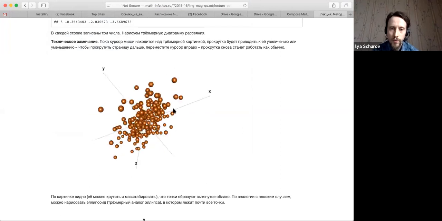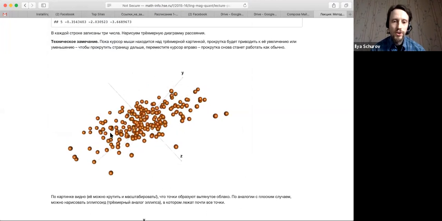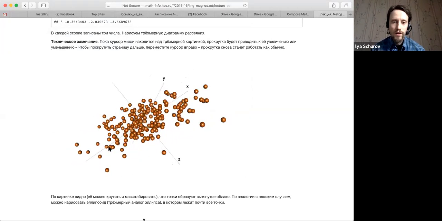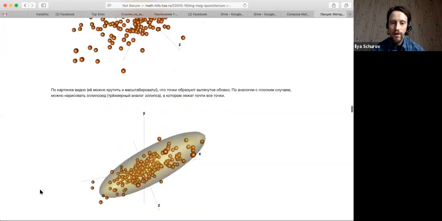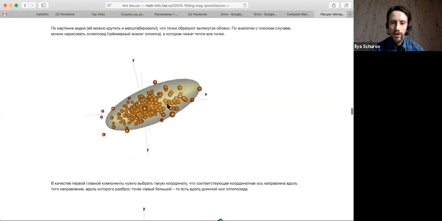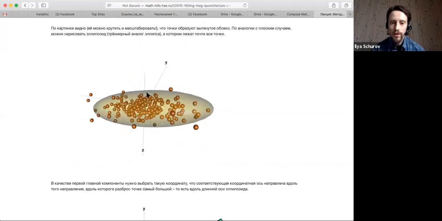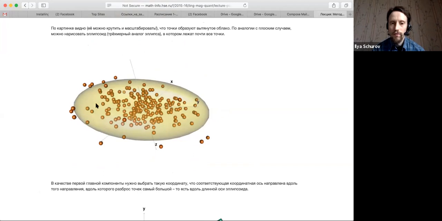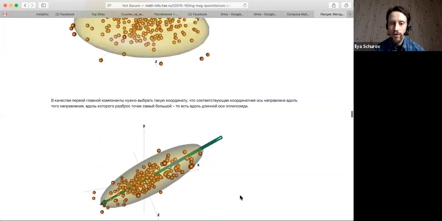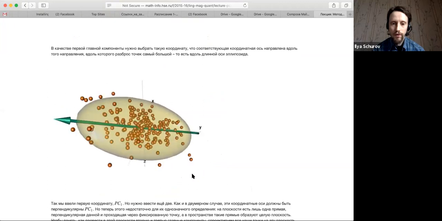Let us think how should we choose, for example, the first principal component axis. In which direction should we put this new axis? Again, we can think that there is a kind of ellipsoid, and most of our data are contained in this ellipsoid. In this case, if we consider this ellipsoid, there is a long axis of this ellipsoid, like this one. And we have to choose this axis as our first principal component, like here.